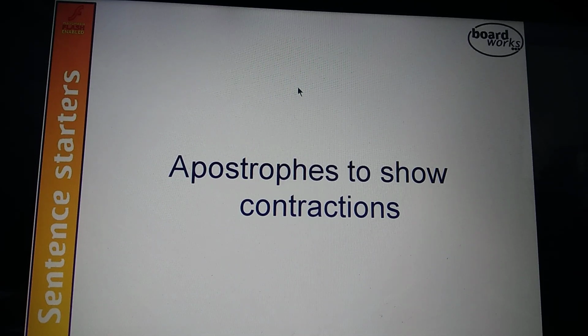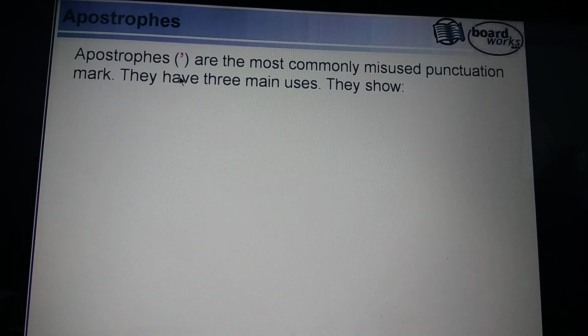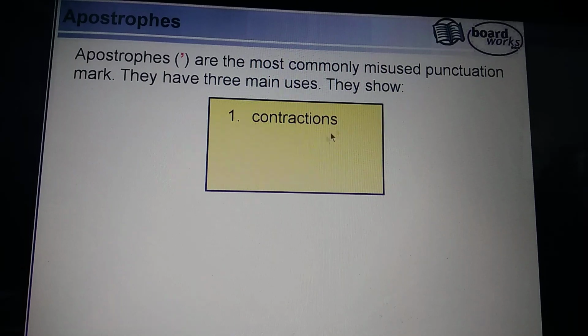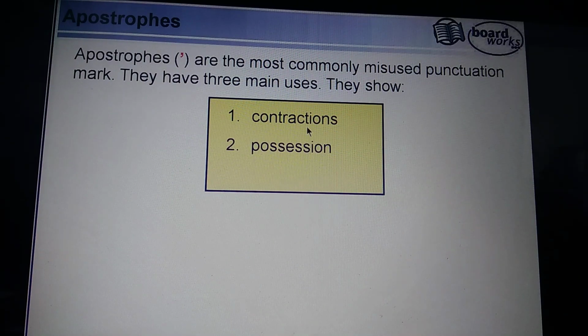So the first one is the apostrophe that shows contractions. Let us see. Apostrophes are the most commonly misused punctuation marks. They have three main uses. The first is that apostrophes show contractions. The second is that they show possession. The third is that they show unusual plurals.